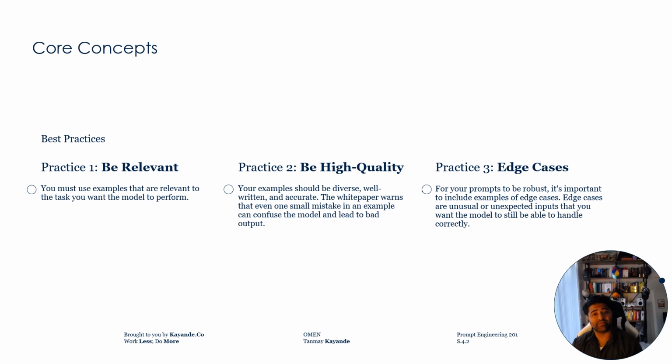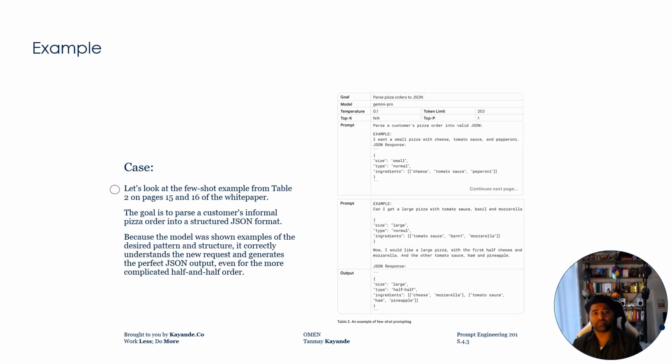First, be relevant. You want to use examples that are going to be relevant to the task you want the model to perform. Second, be high quality. The examples should be diverse, well-written, and accurate. Even one small mistake in an example could potentially confuse the model and lead to a bad output. Finally, include edge cases for your model to be robust. It's important to include examples of edge cases, and edge cases are those kind of unusual or unexpected inputs that you want the model to still be able to handle correctly.